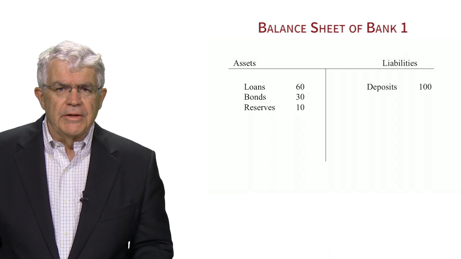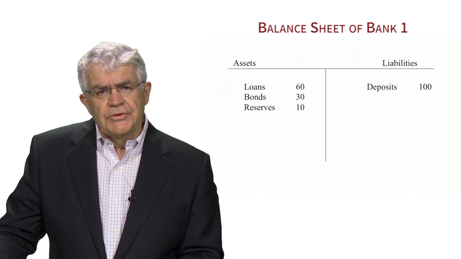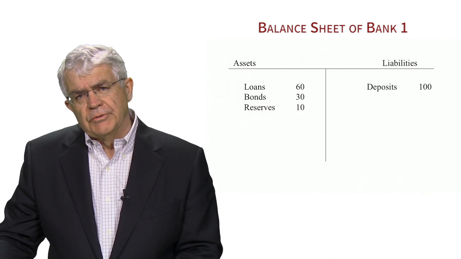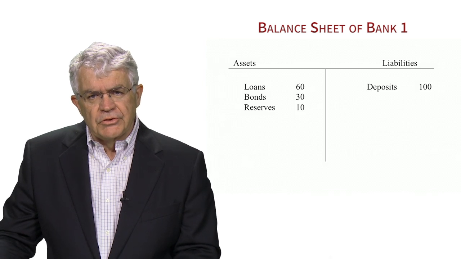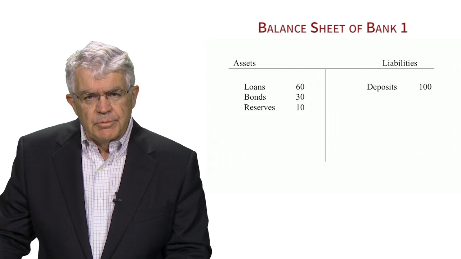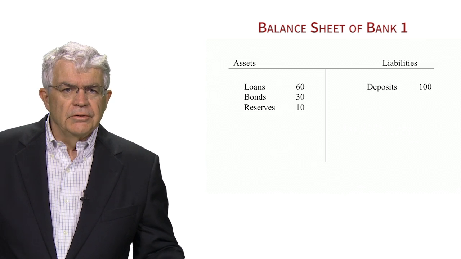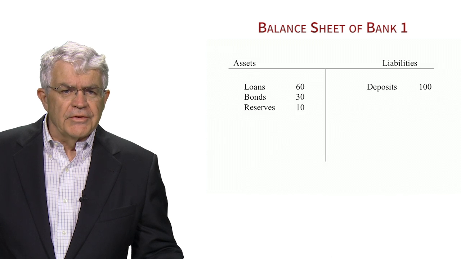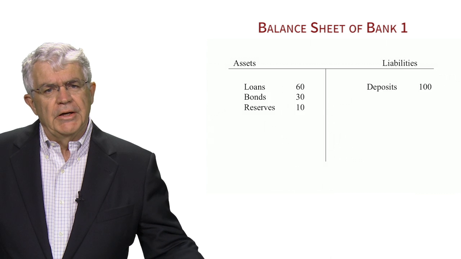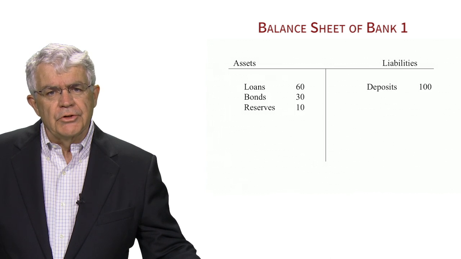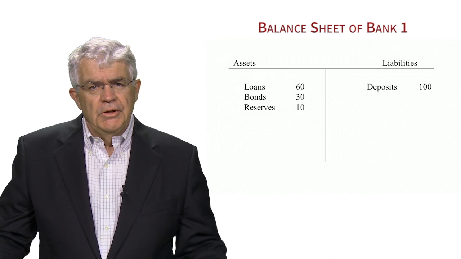We need to look at a balance sheet of a bank to do this. Balance sheets, of course, have the assets on the left-hand side and liabilities on the right-hand side. For this typical bank, Bank 1, let's assume its deposits, as a liability, are 100. And for its assets, let's think of three different things. It makes loans to people or businesses. It holds bonds, maybe government bonds, U.S. Treasuries. And it holds reserves, those deposits at the Fed.